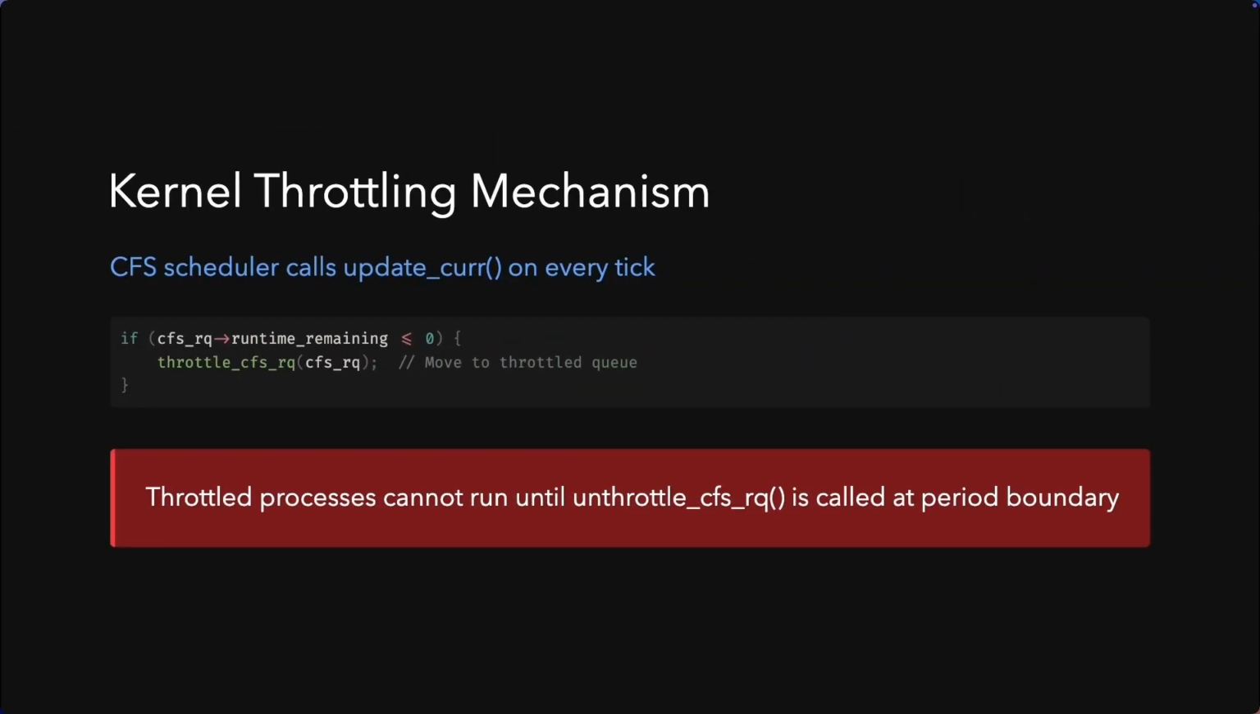On the kernel level, the CFS scheduler calls the function update_curr on every tick, and it checks runtime remaining for this process. If there is no runtime remaining, it uses the function throttle_cfs_rq to move this process to the throttled queue, and then throttled processes cannot run until the unthrottle_cfs_rq function is called at the period boundary.